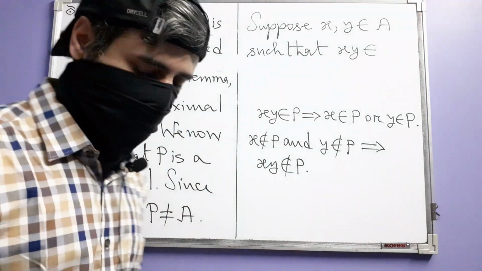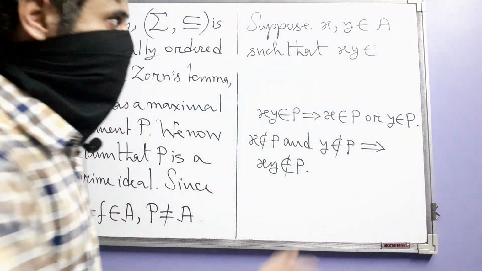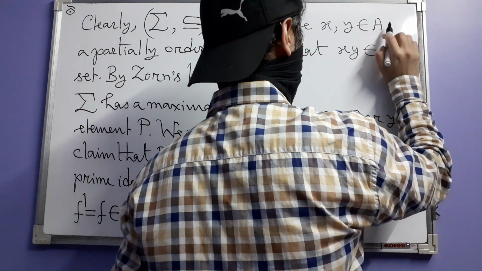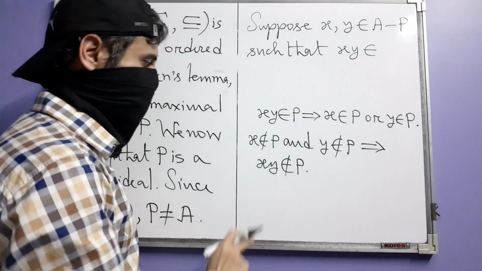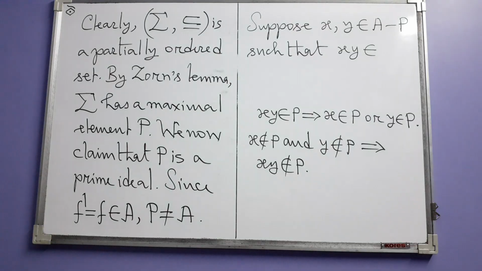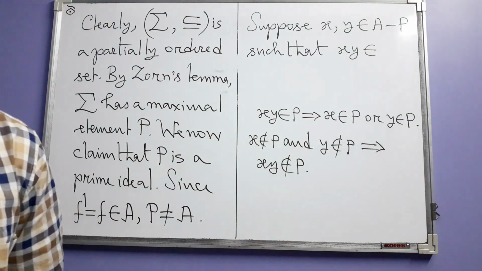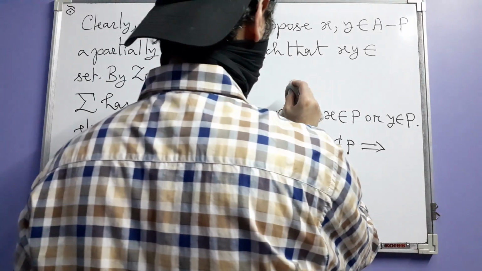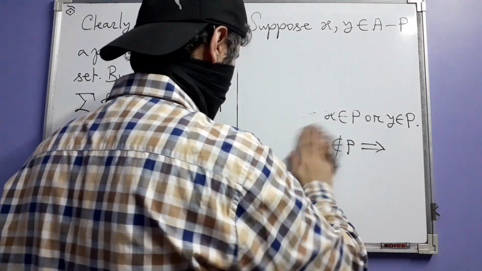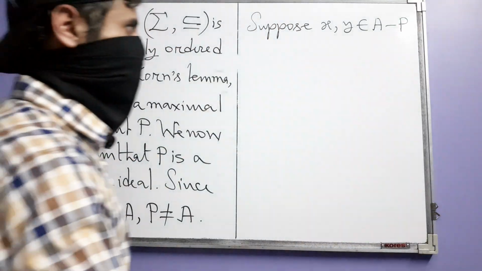So okay, yeah, this is how we have to choose X and Y, not just simply elements of A, but elements of A which are not in P. That means neither X is in P nor Y is in P. Yeah, and now I have to show that XY is also not in P. But how do I do that? Well, this is how.